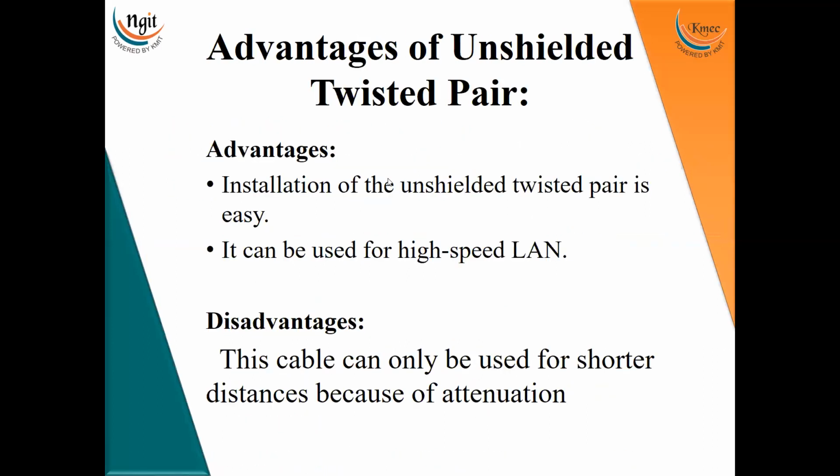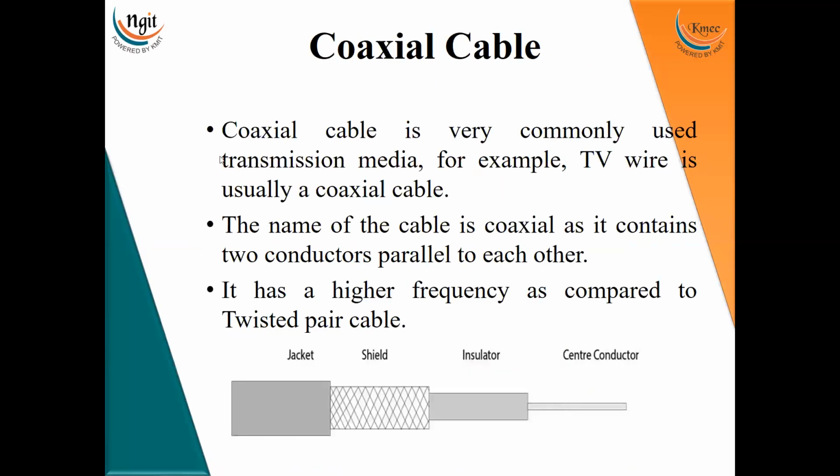Okay. And now we'll see the advantages and disadvantages of unshielded twisted pair. The advantages are that installation of the unshielded twisted pair is easy, and it can be used for high-speed LAN. The disadvantage is that this cable can only be used for shorter distances, because of attenuation.